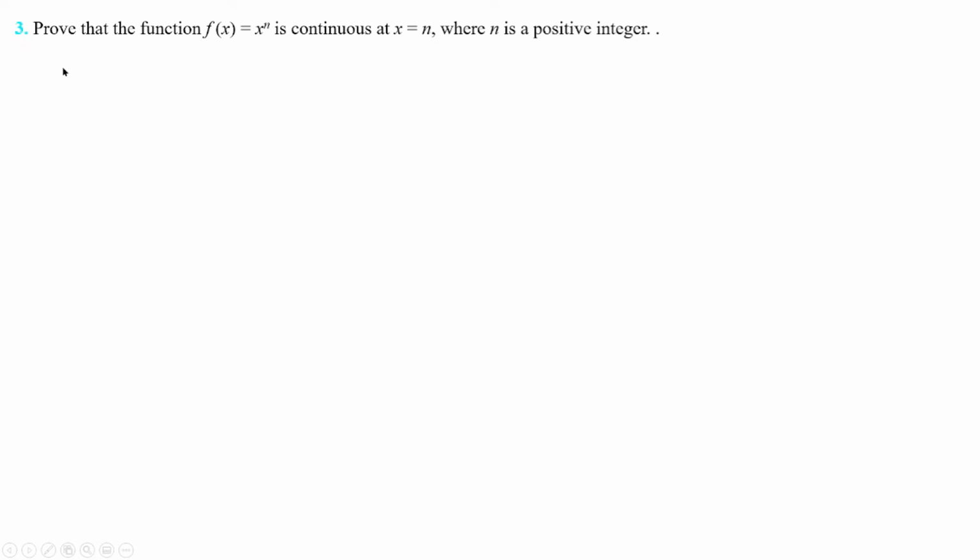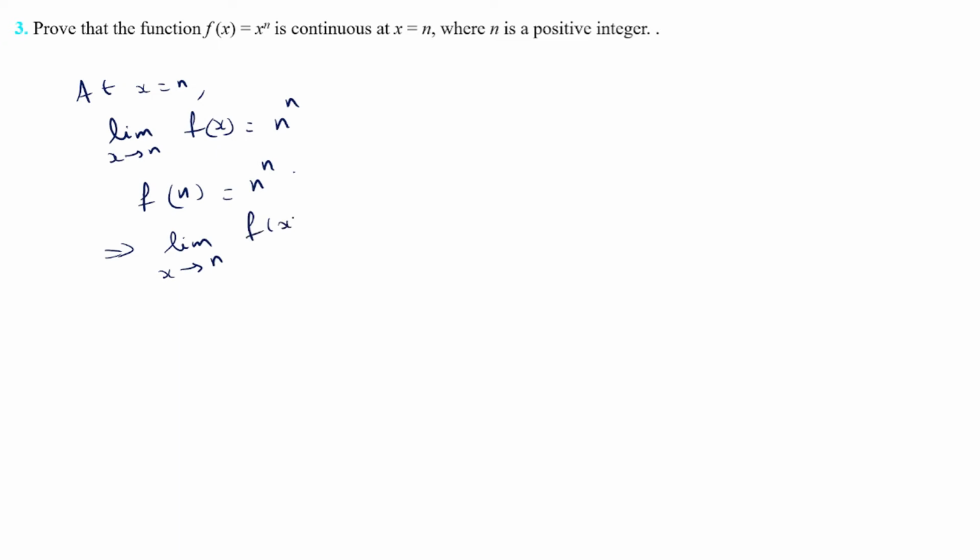Next question, prove that the function f of x is equal to x raised to n is continuous at x is equal to n where n is a positive integer. So again the same steps. At x is equal to n, limit x tends to n f of x equal to n raised to n, and f of n is also equal to n raised to n. So from this we have limit x tends to n f of x equal to f of n. Therefore, f is continuous at x is equal to n.